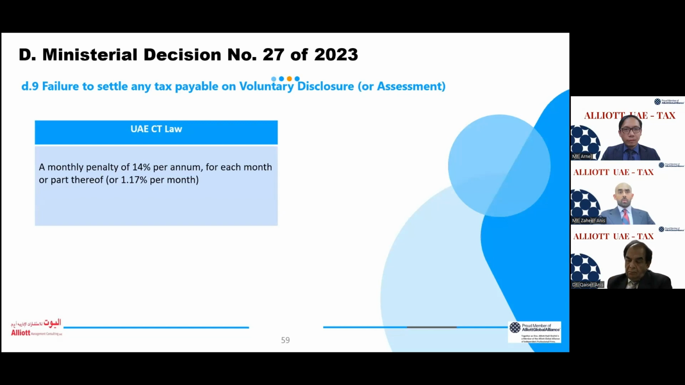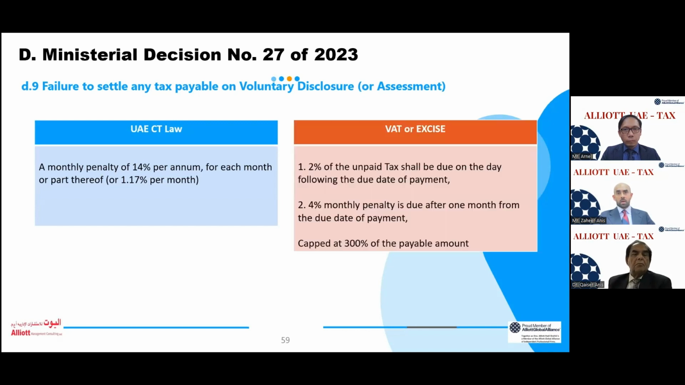Right. If you have failed to settle any tax payable after a voluntary disclosure or assessment, again, there's a monthly penalty of 14% per annum, computing to 1.17% per month. And for VAT, it is 2% of the unpaid tax and 4% monthly after 1 month from the due date, capped at 300%. So same as previously.